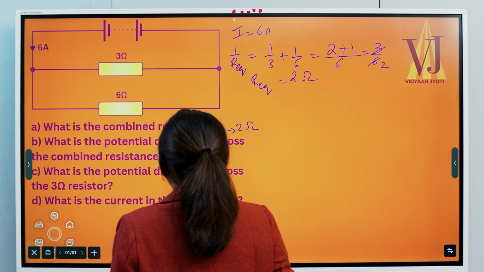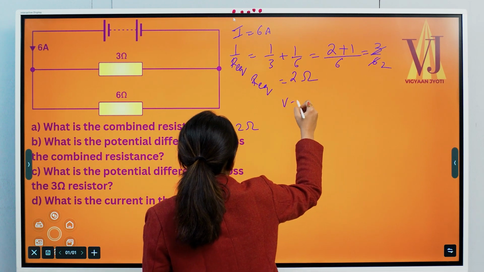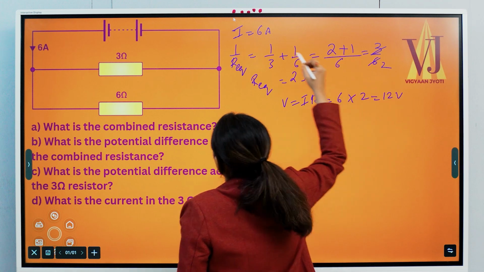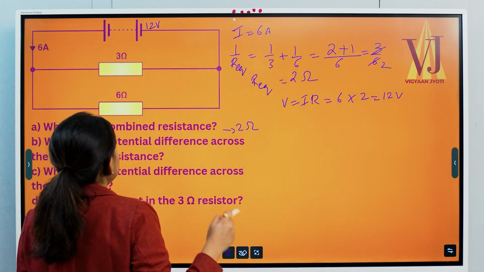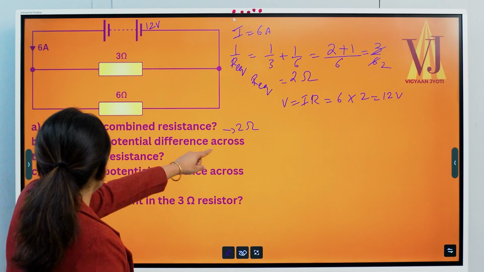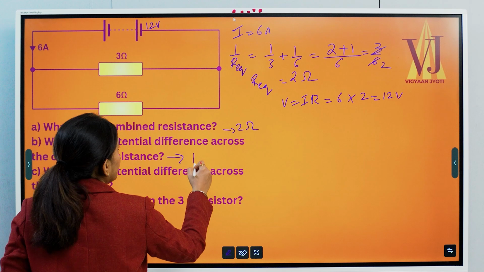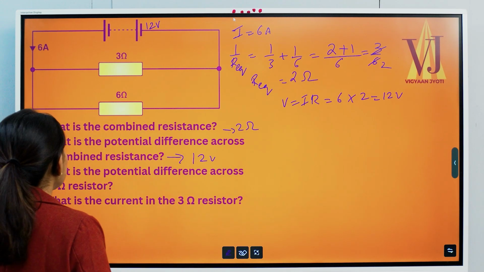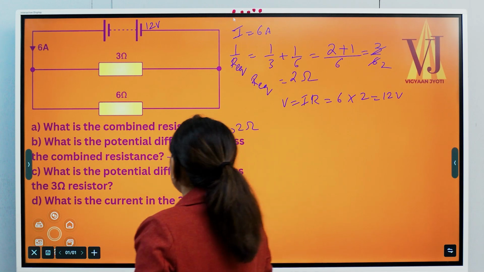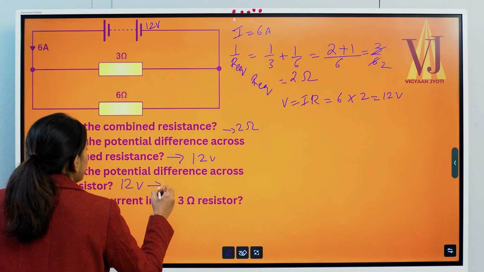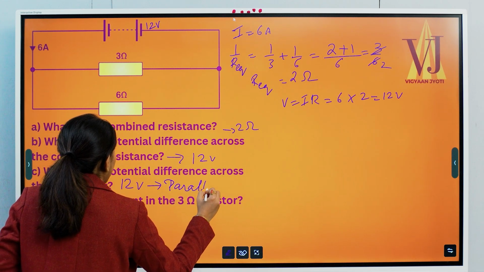Next, if we can find the overall potential difference, that is 6 into 2, that's 12 volt. So what is the potential difference across the combined resistance? Yes, it's 12 volt. Fine. Next question: what is the potential difference across the 3 ohm resistor? It will be 12 volt. Why? Because they are connected in parallel.